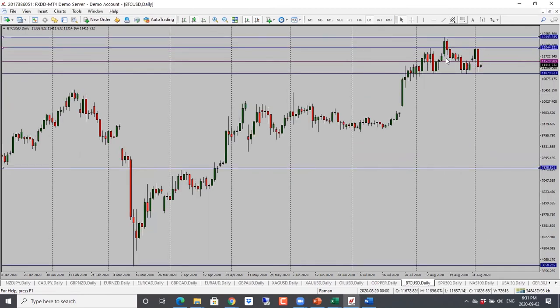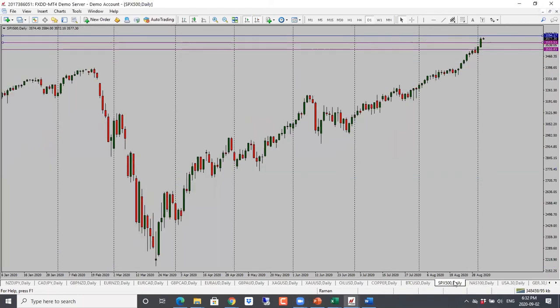Bitcoin here, we saw a drop. Price went into this support resistance level here and couldn't maintain. So we have a bit of a head and shoulders here. And today I will look for a pullback towards 11,520 and then potentially a drop towards 11,000. So bearish bias here for Bitcoin.